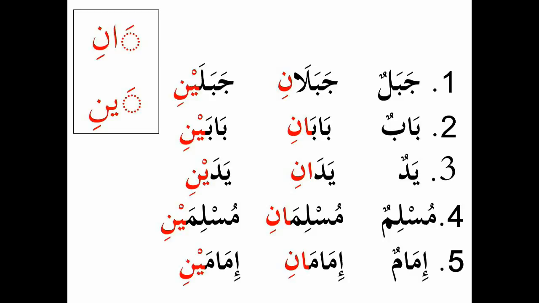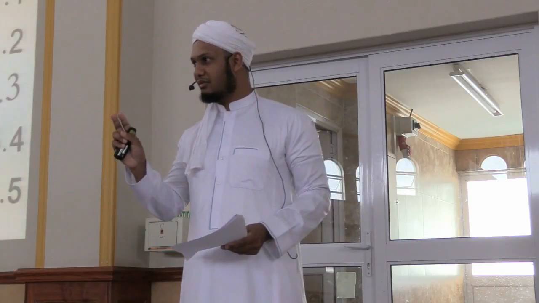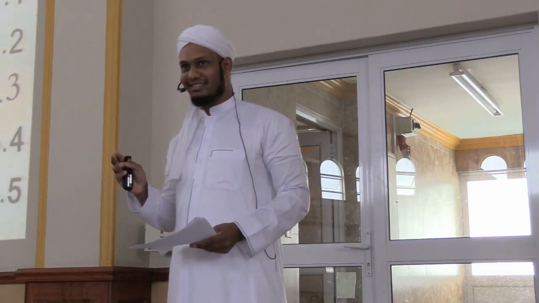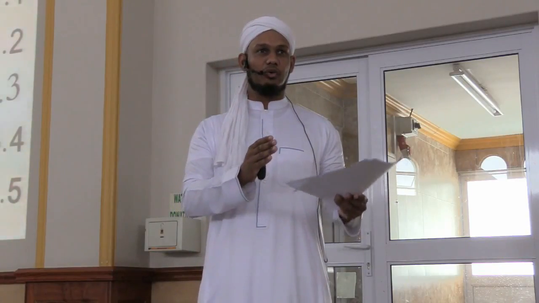So what's the lesson so far? In Arabic, if you refer to two things, you don't say ithnain bab, ithnain yad. There's no ithnain anything. You with me? You don't say two anything. You add ani or aini.